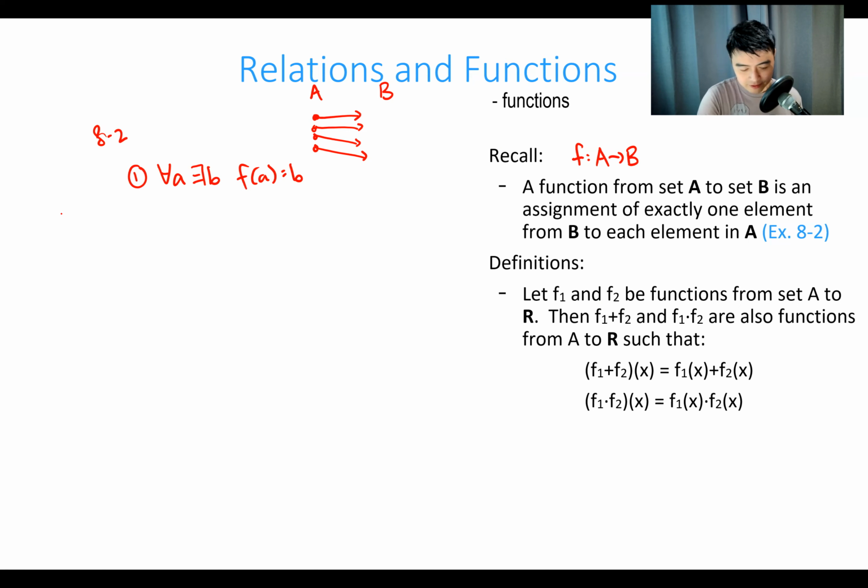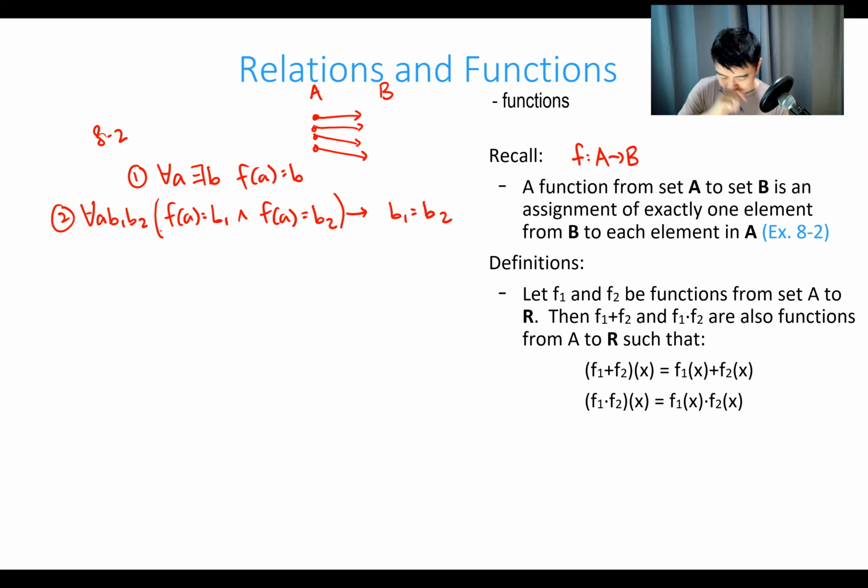The second part of the definition, now this is an and, so both parts have to be true. So for all A, B1 and B2, if f of A is equal to B1 and f of A is equal to B2, then B1 has to equal B2. So let me just put a bracket here. So that means if we have an input that goes to two outputs, those two outputs better be the same. Otherwise, there's going to be a counterexample, and this is not a function.